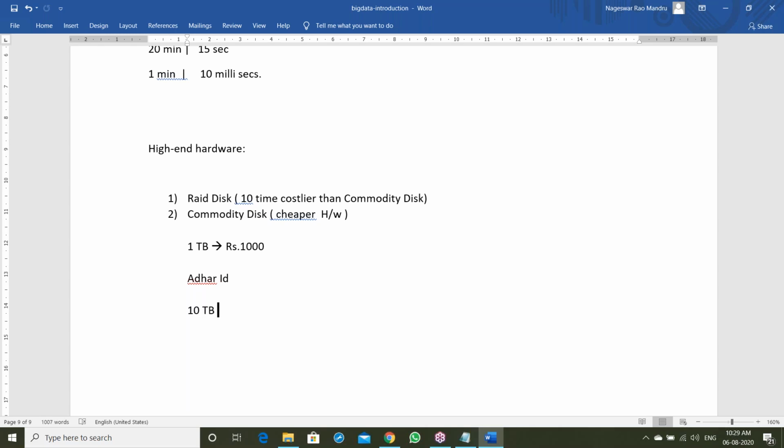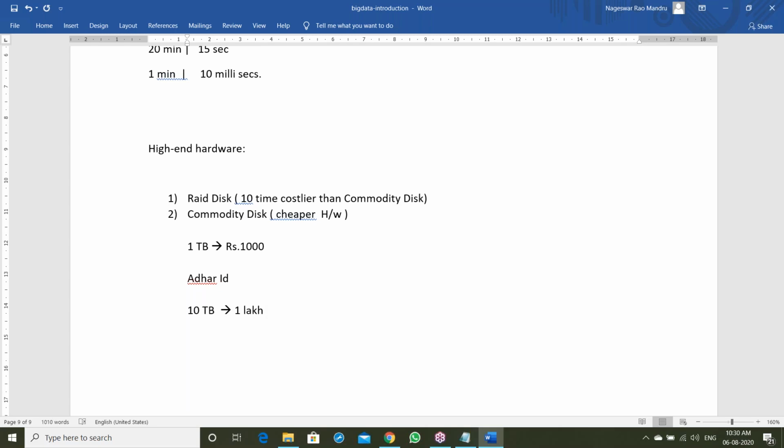1 TB costs 10,000 rupees, so how much for a 10 TB disk? 1 lakh. To build that disk, 1 lakh is required, right? Other things may cost more. For 10 TB of data, just 1 lakh of rupees is required. 10 TB is small data.